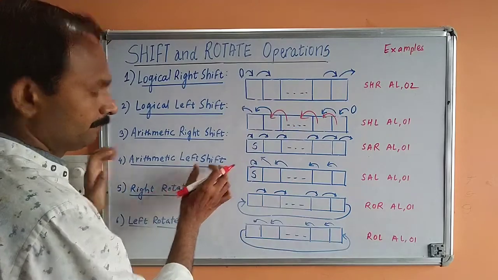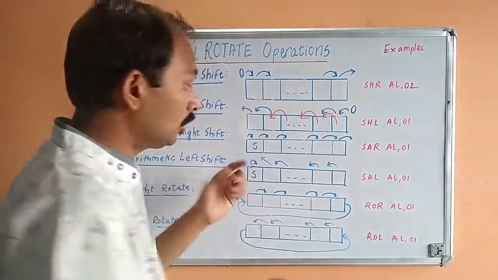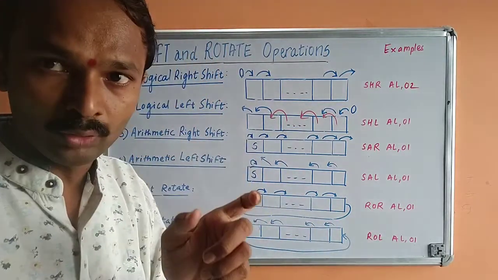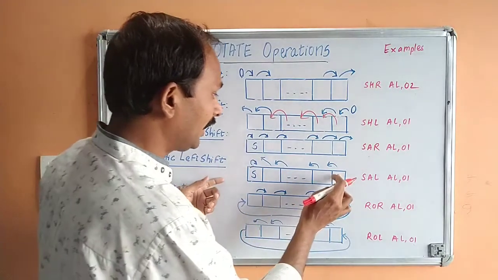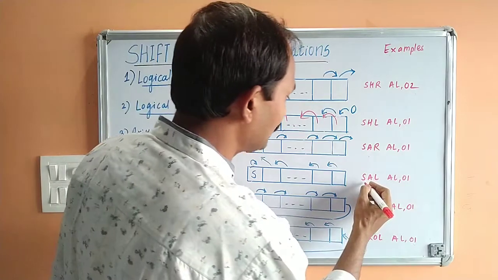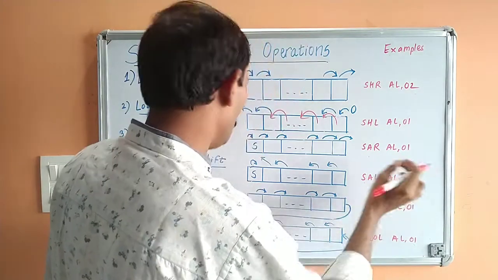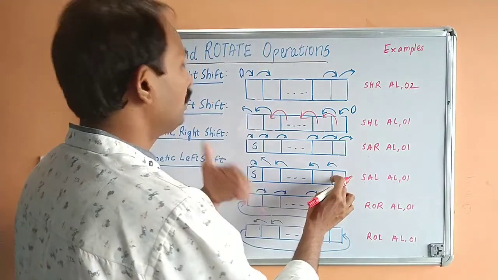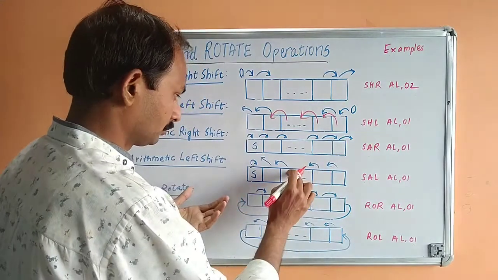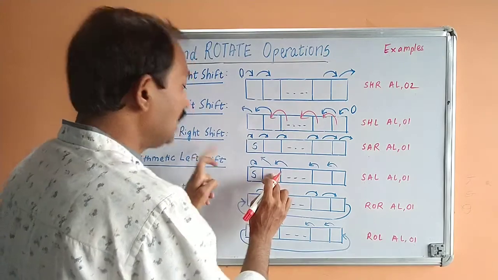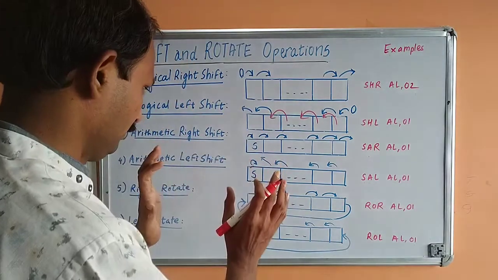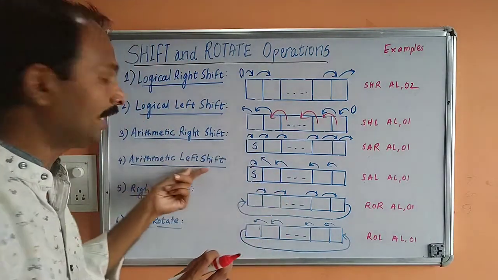Arithmetic left shift. Again, please observe the diagram carefully, because the answer is hidden in the diagram. We are shifting to the left-hand side, and the instruction is SAL, AL by 01 bit. So we are shifting it to the left-hand side 1 by 1. The second last bit is thrown out and the sign bit is preserved. This is known as arithmetic left shift.